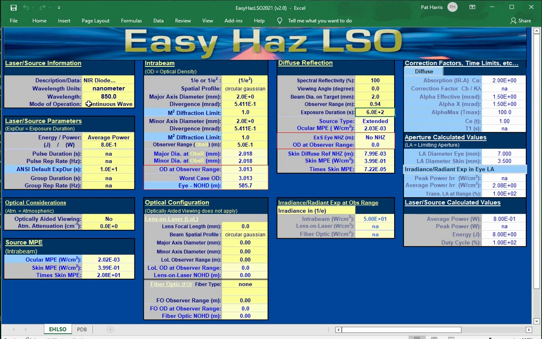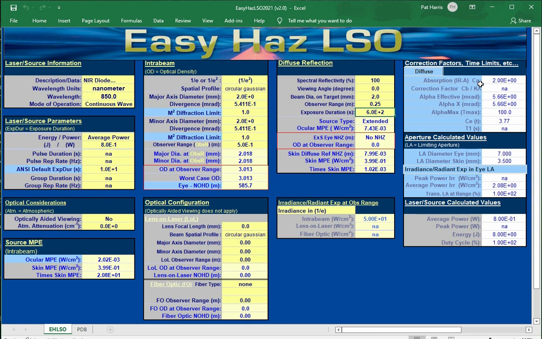And again, let me point out that the reason we have a source type is this is a near IR wavelength. And so we are within the retinal hazard region, 400 to 1400 nanometers. Because we reach the retina, we can have a point source or an extended source. Outside the retinal hazard region, there's no such thing as point source or extended source. All right. So let me put this back to 1/4 of a meter.